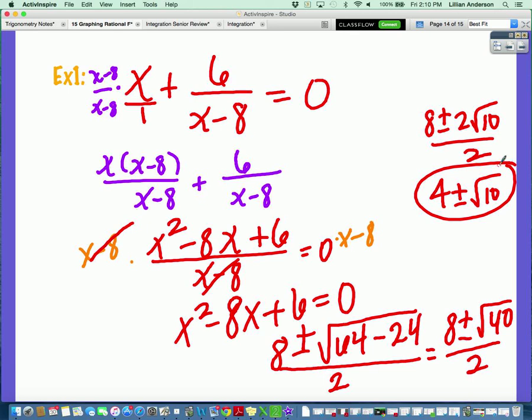The question was whether you could simplify the 8, like you have 8 plus or minus and it's over 2, just divide the 8 and 2, get rid of it and have 4 plus or minus the square root of 10. Yes, simplify it that way.